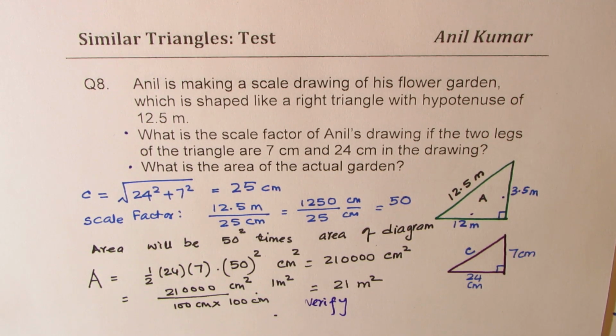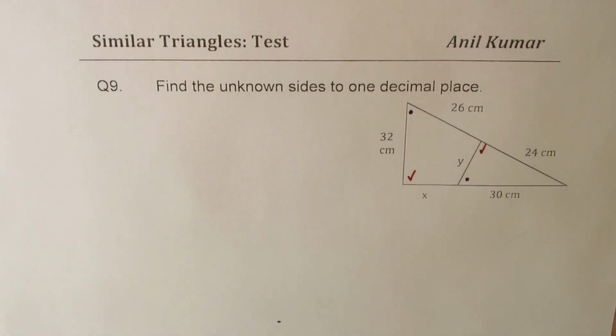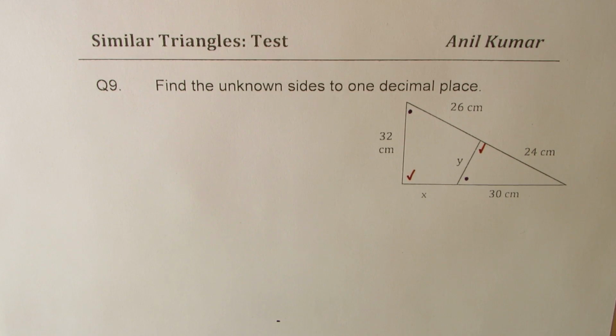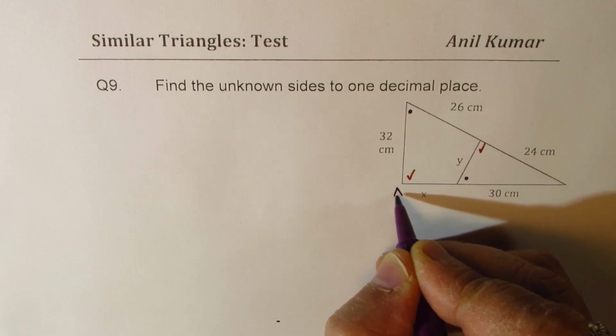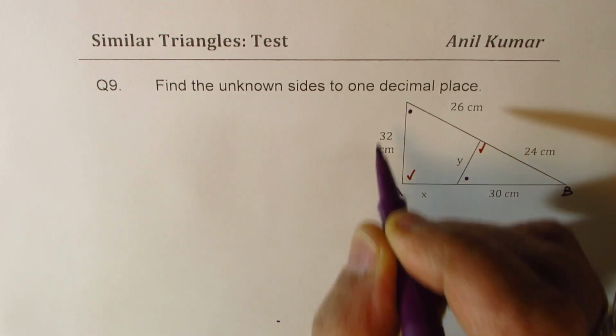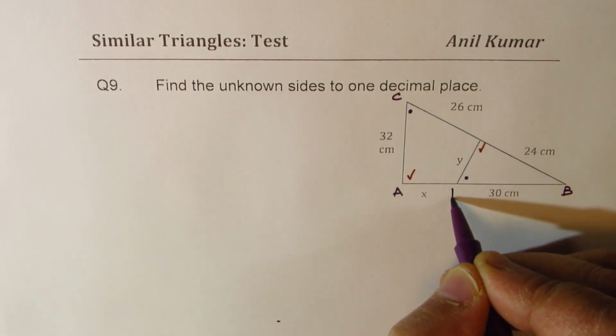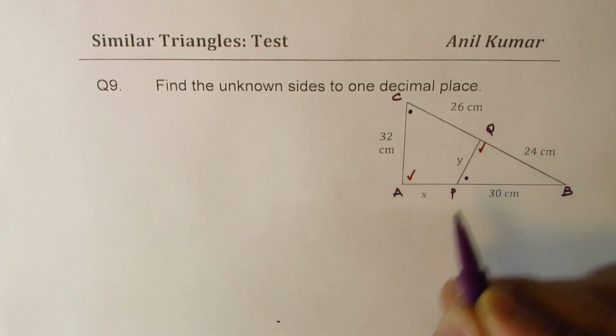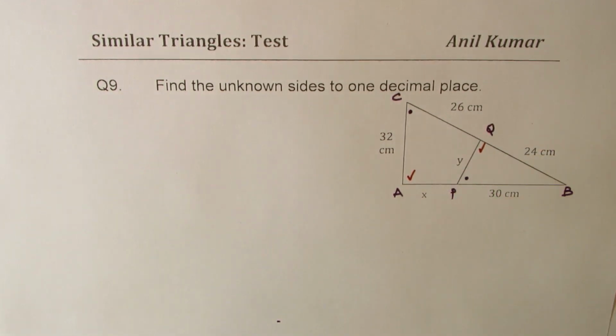Now let's take up the last two questions. We are almost at the end. Here is question number 9. Find the unknown sides to one decimal place. So let me label this triangle as triangle ABC. Let's call these P and Q. We need to find what X is and what Y is. You can always pause the video, answer the question, and then look into my suggestions.